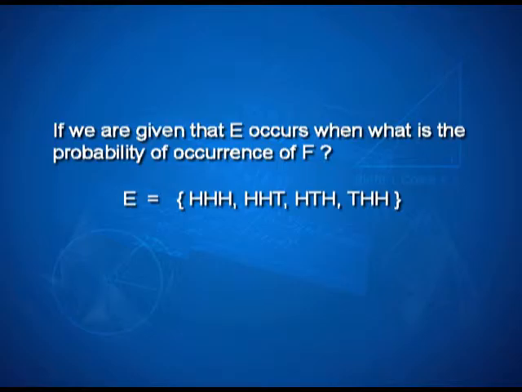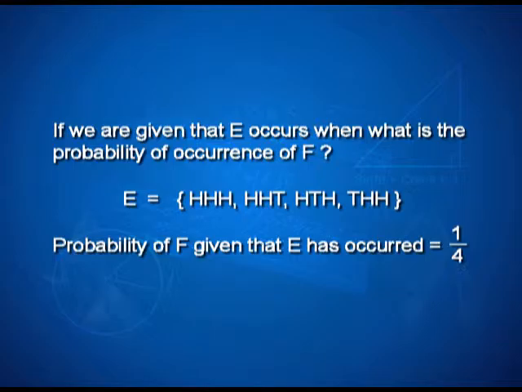What we know of F was the event of the first coin showing a tail. Out of these 4 which have been known to have occurred, there is only one case where the condition of F is satisfied, that is T H H. And so, if one asks you what is the probability of F given that E has occurred, then it is nothing but 1 out of 4. So, that is what conditional probability is all about.